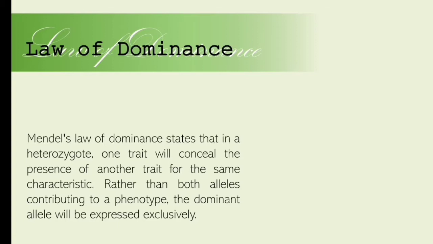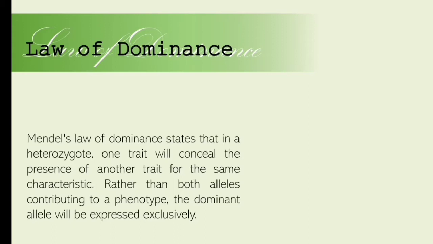Mendel's law of dominance states that in a heterozygote, one trait will conceal the presence of another trait for the same characteristic. Rather than both alleles contributing to a phenotype, the dominant allele will be expressed exclusively. So this law says that when an organism is heterozygous for a trait, meaning it has two different alleles for that gene, the allele that is expressed is the dominant one. It is one of the principles of Mendelian inheritance alongside the law of segregation and the law of independent assortment.